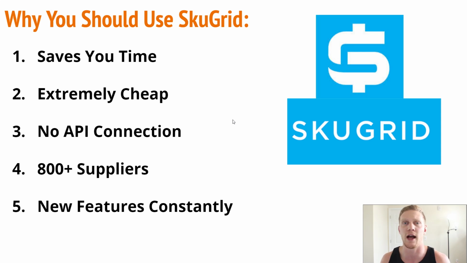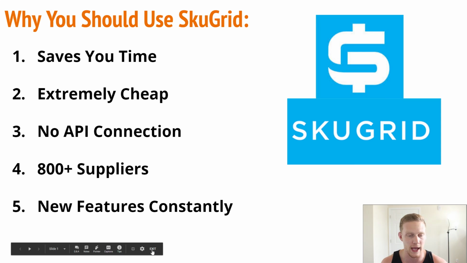They have Shopify. They have all sorts of different things. They're coming out with Etsy, and I'm going to show you that as well. So it's pretty much a one-stop place for everything that you want retail arbitrage dropshipping related. So I'm going to get out of the PowerPoint and we're going to go into Sku Grid's actual website here.